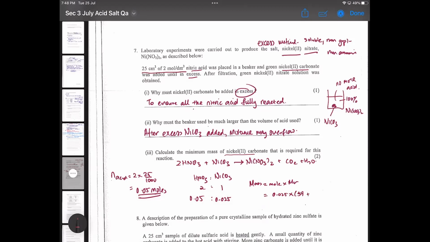And then we have carbon, which is 12. And then 3 oxygen. Each oxygen is 16 times 3. Okay, so this will be your mass of nickel carbonate. Then you do your math, it's about 2.98 grams, 3SF.